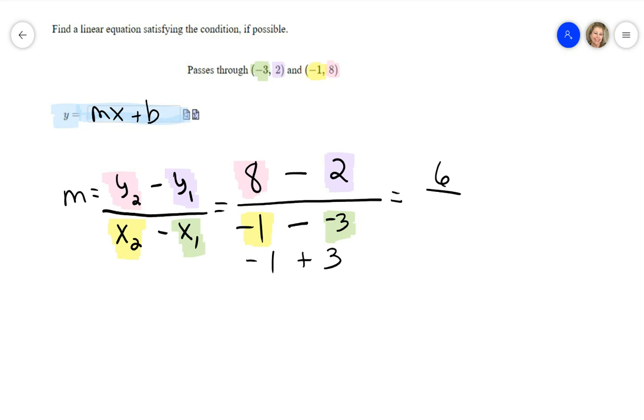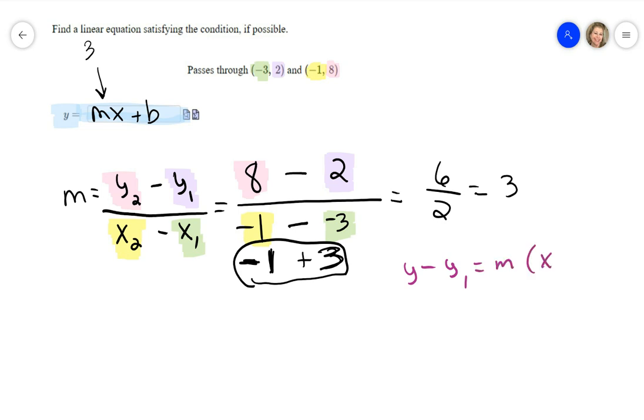And then -1 plus 3, this is like saying, I have $3 in my pocket, but I owe my buddy 1. Well, if I give him $1, I got 2 left. And then 6 divided by 2 is 3. So we now know that this number right here is 3. Now, at this point, you can either figure out b using the y equals mx plus b formula, or you can use a formula called the point slope formula, which says y minus y sub 1 equals m times x minus x sub 1. And now that I have the slope, I know that this 3 goes right here.